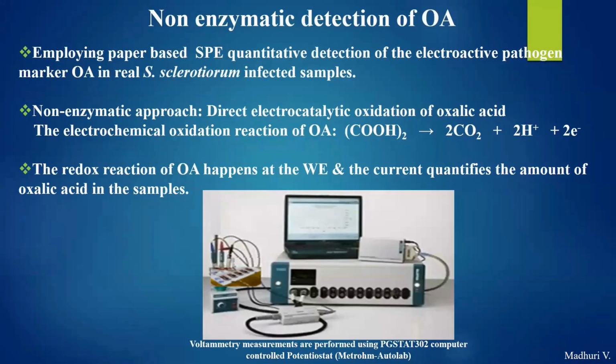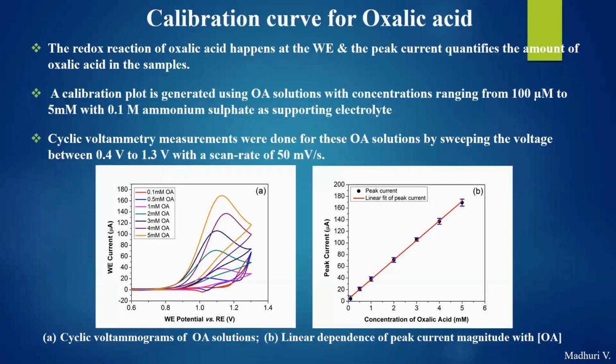How was the non-enzymatic detection of oxalic acid carried out? We utilized a paper-based SPE for quantitative detection of the electroactive pathogen marker, which is oxalic acid, in real infected samples. It was a non-enzymatic approach, which looked for the electrochemical oxidation of oxalic acid and measured it electrochemically. The redox reaction of oxalic acid happens at the working electrode, and the current quantifies the amount of oxalic acid. As mentioned earlier, the amount of oxalic acid would correspond indirectly to the effect of the disease in the plant.